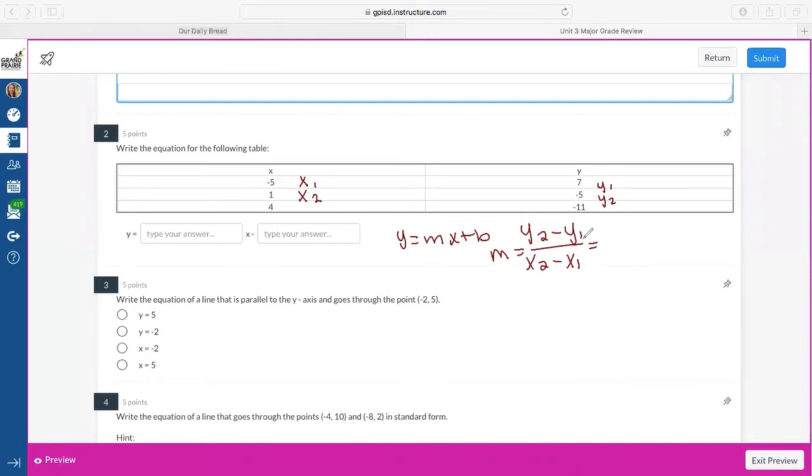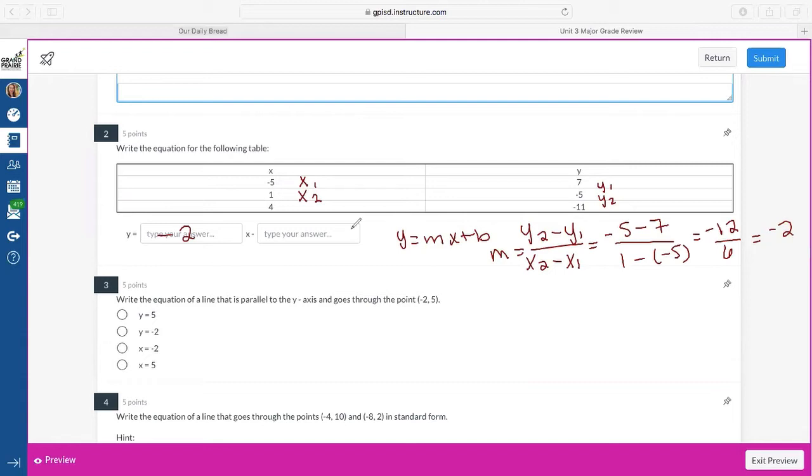What up, Rodolfo? So y2 minus y1, so -5 minus 7 over 1 minus -5. Just use the calculator. -5 minus 7 is -12. 1 minus -5 is 6. So -12 over 6 is -2. So here, my answer, I'm going to put -2.